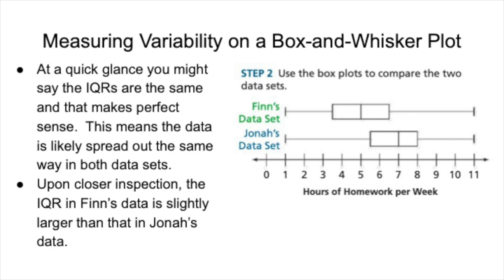At a quick glance, you might say that the interquartile ranges are the same, and that makes sense. This means the data is likely spread out the same in both data sets. Upon closer inspection, the interquartile range in Finn's dataset is slightly larger than that in Jonah's dataset.